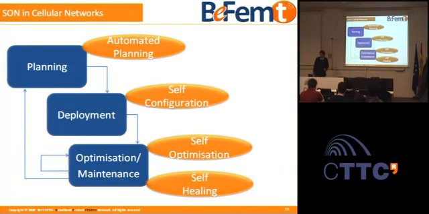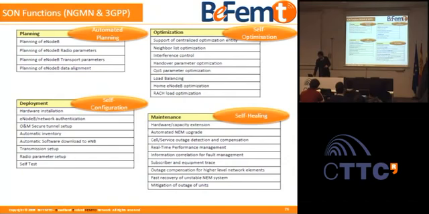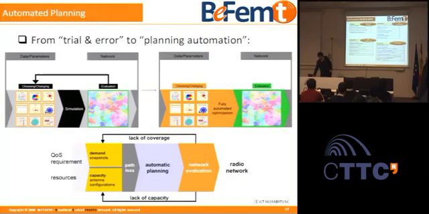So let's talk about the features. We simply come back to what we talked about before. There's no magic, as I said. It's all very intuitive. You've got the planning, deployment, optimization, and maintenance, and now you want to automate it. So let's come to the automatic planning. Before that, just for your information, I've listed the NGMN and 3GPP features which are currently in each of them: automated planning, self-configuration, etc. I'm going to talk about some of them as we go through the presentation.